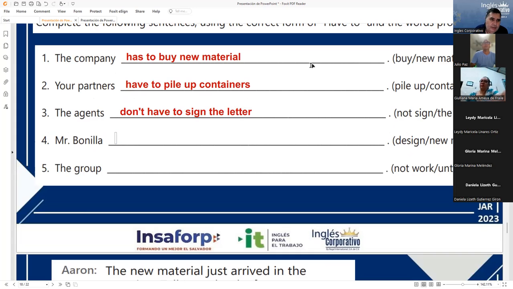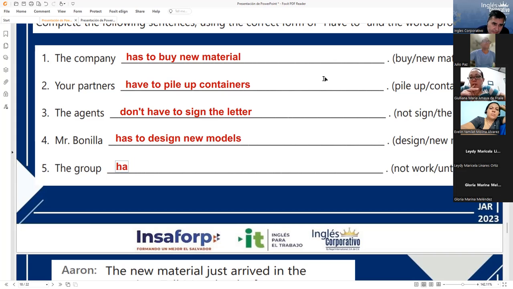Okie dokie. Number four, Mr. Bonilla. Mr. Bonilla has to what? Design. Mr. Bonilla has to design new models. Okie dokie. The group, what? How many groups? One group? Plural. One group. It. Has to. Uh-huh. The group doesn't have to.